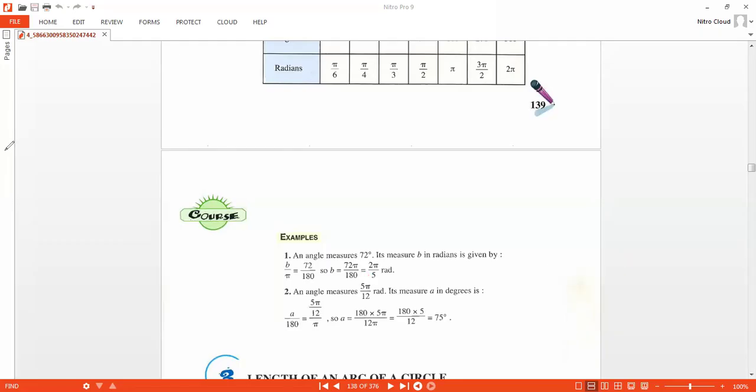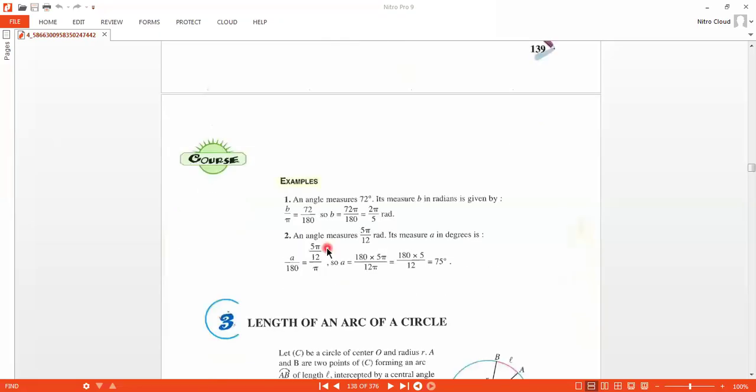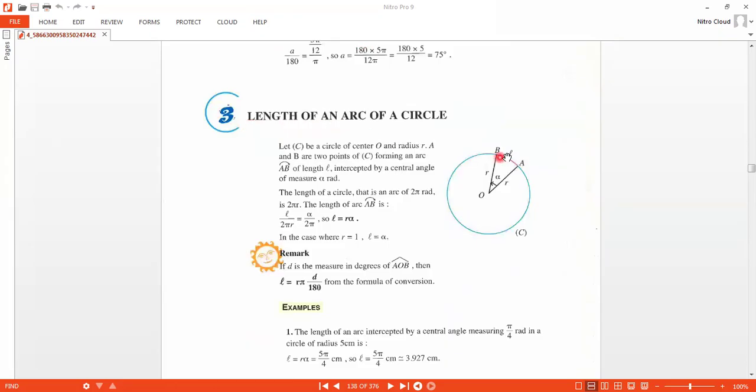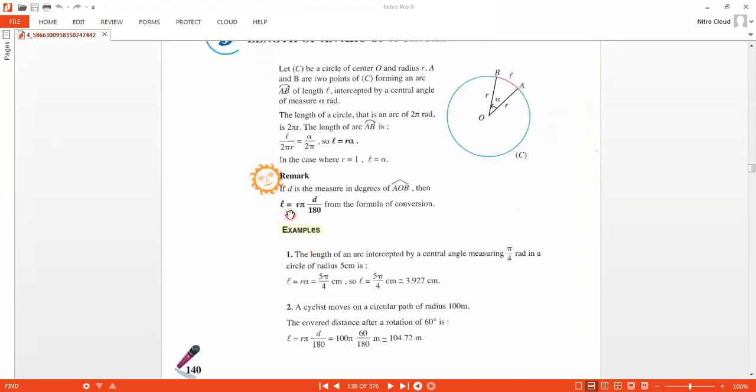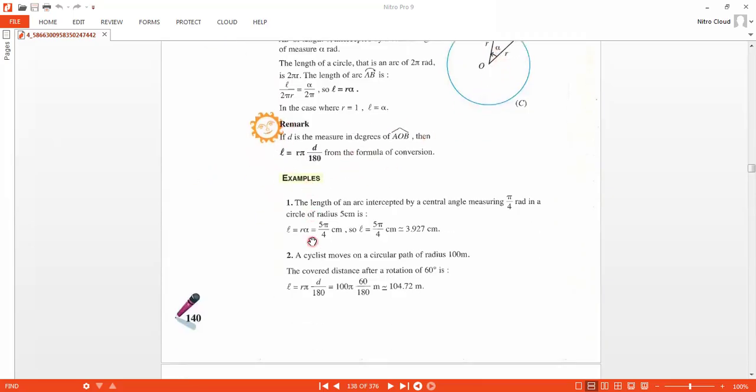Now, how can I know the length of an arc of a circle? That was the first objective. In this lesson, we have three objectives. We already covered the first one. Now, the second one, which is the length of an arc. If we have an arc, how can we calculate its length? It's very easy. It's one rule. The length equals r pi d over 180. What's r? It's the radius. What's d? D is the measure of the angle AOB, which is the central angle. Okay, so that's very easy to calculate the length.